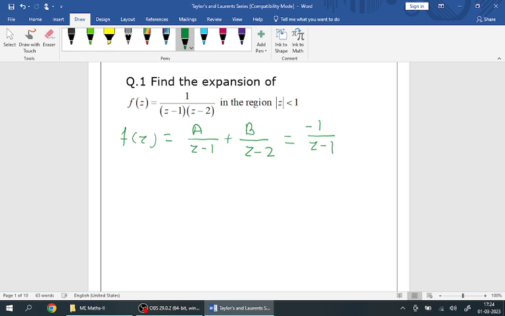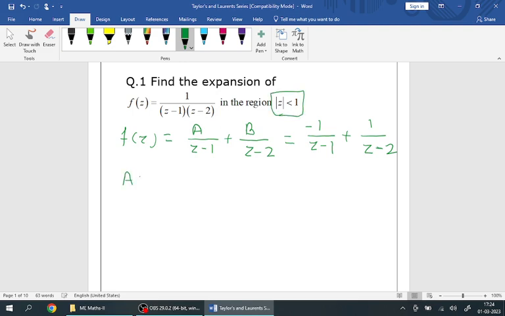If we put z equal to 2 in this expression, 1 upon 2 minus 1 is plus 1, so B is 1 upon z minus 2. So in step 1, we just expressed this fraction in partial fraction form. Now let us focus on the region of convergence. This is our region of convergence.